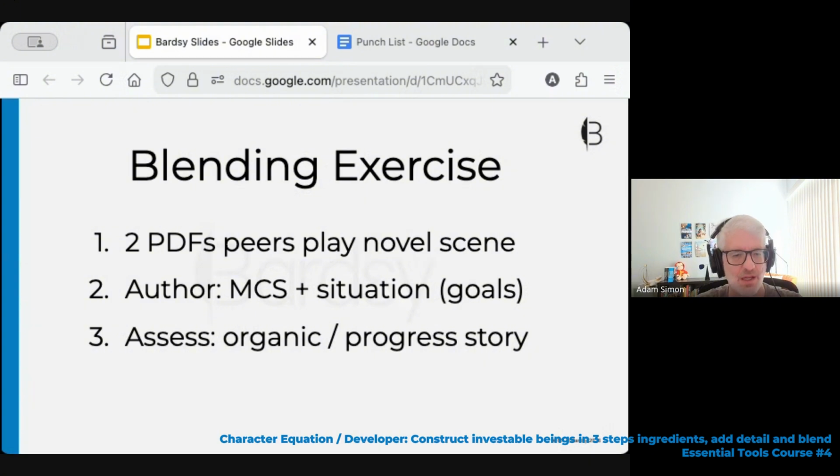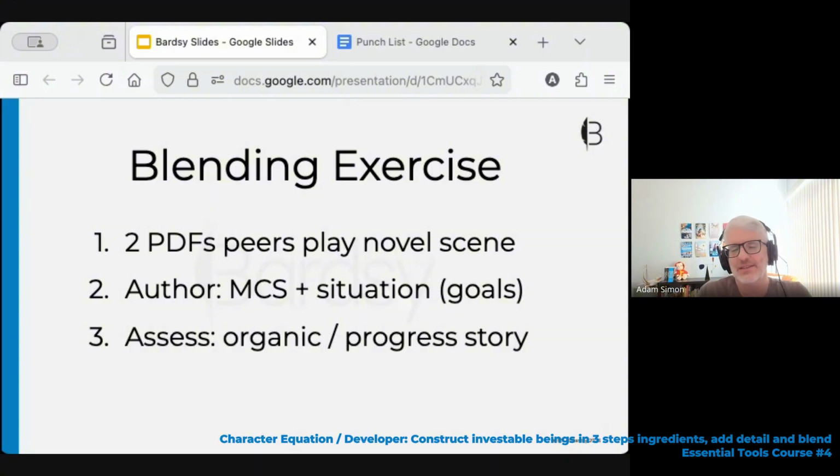So here's something we do in our directed writing groups. It's a great blending exercise. You have your, remember, 2-page PDFs. You hand them to 2 of your peers, colleagues. They become that character for the purposes of a scene. Then the author is given a chance to set the scene. How do they do that? Well, they tell the story. They give their MCS, the background story, and then they give the stage directions, right? What's the situation? Especially what the character's goals are in that situation. You should write it well enough that that is going to be apparent.